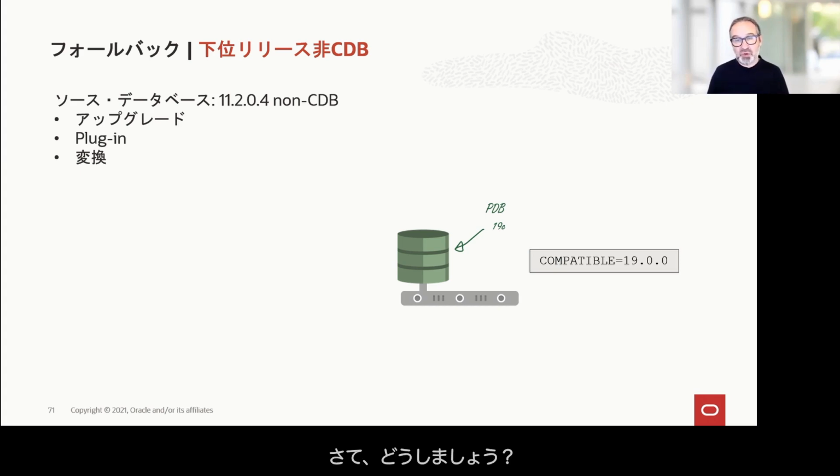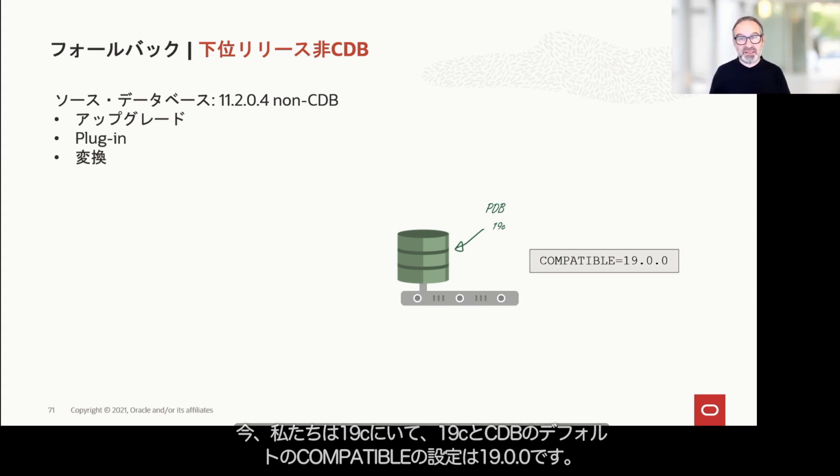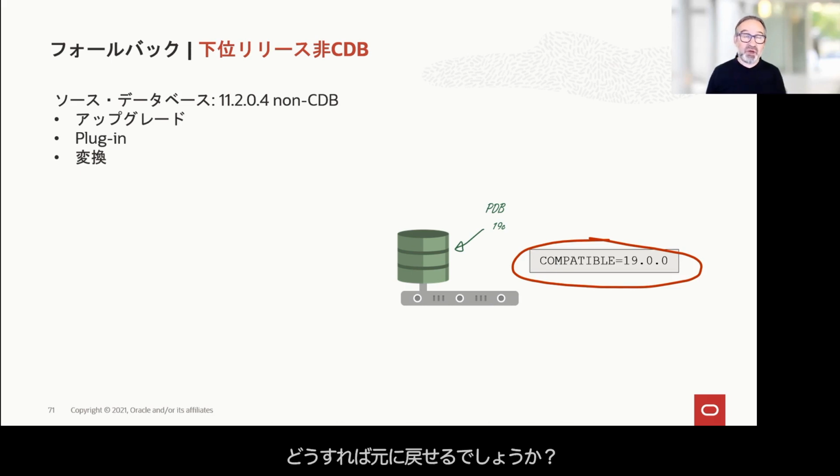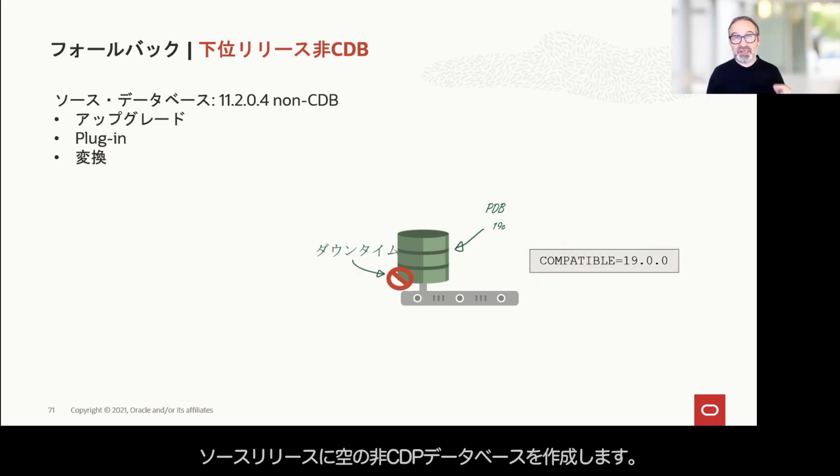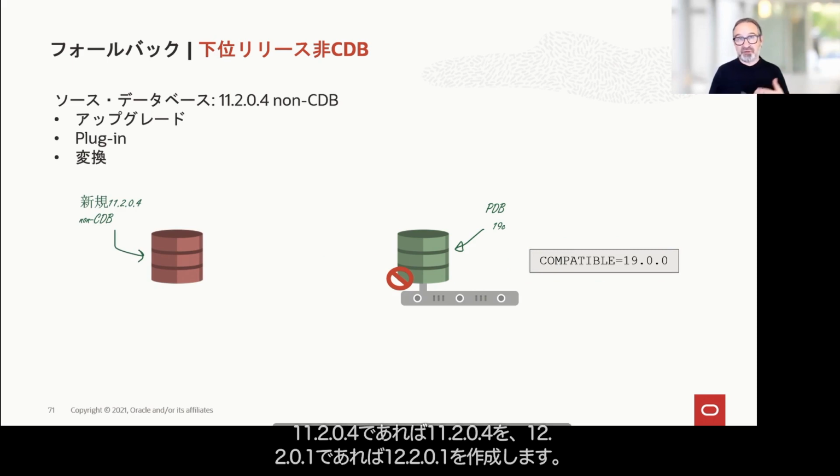So what do we do? We are now in 19c. And the default compatible setting in 19c in a CDB is 19.0.0. How can we go backwards? What we could do is we stop the application. We create an empty non-CDB database in our source release. If it was 11.2.0.4, we create 11.2.0.4. If it was 12.2.0.1, we create it in 12.2.0.1.